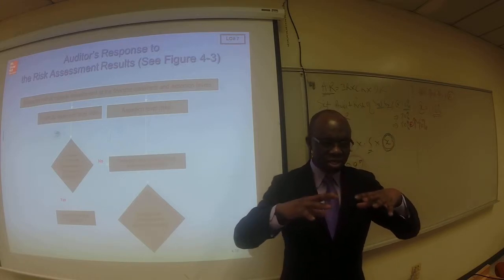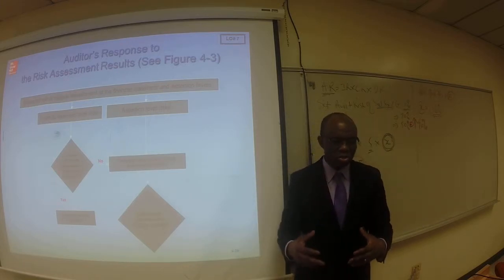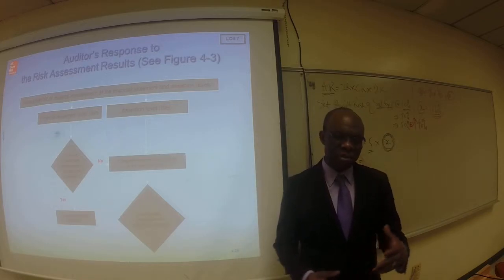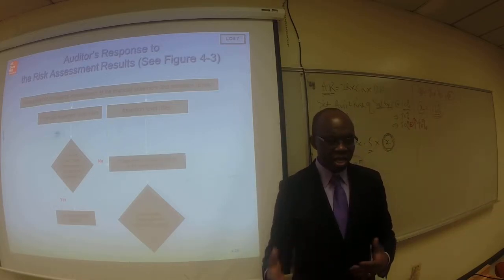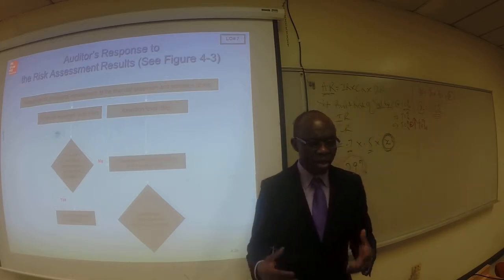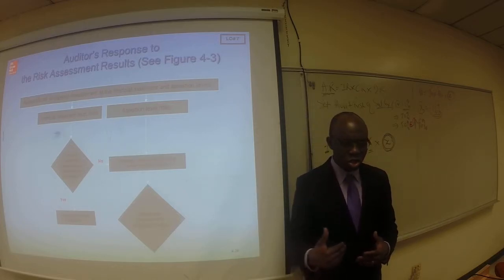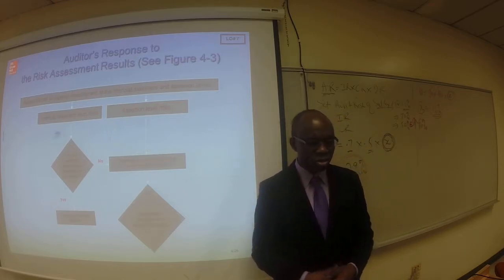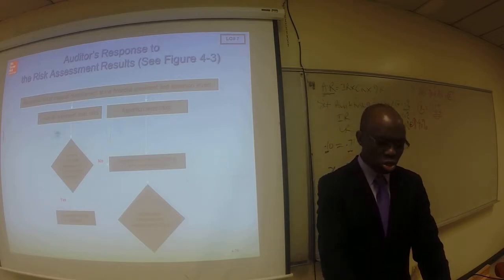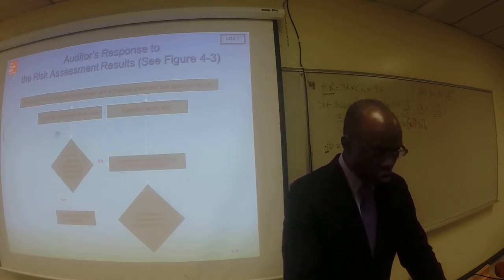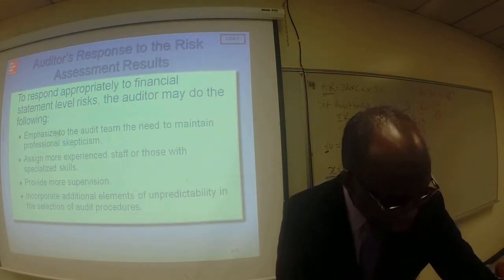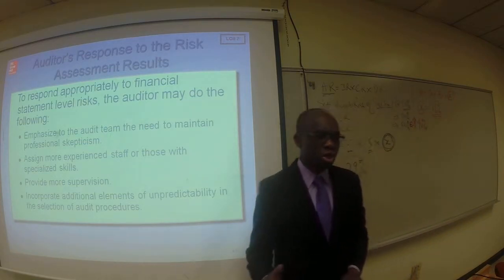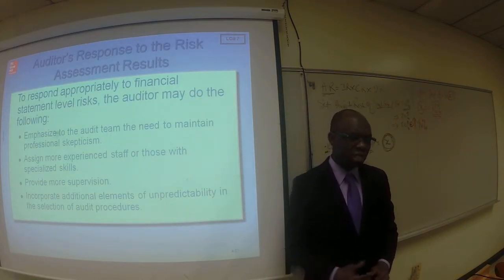If the answer is yes, then the auditor will develop an overall response. If the answer is no, then we determine what might go wrong at the assertion level. Then we design an audit procedure for assertion level risk. Now, moving along, let's take a look at the auditor's response to the risk assessment results.